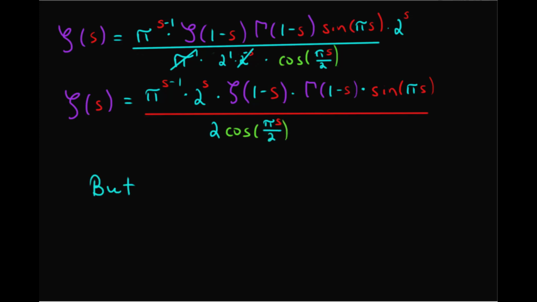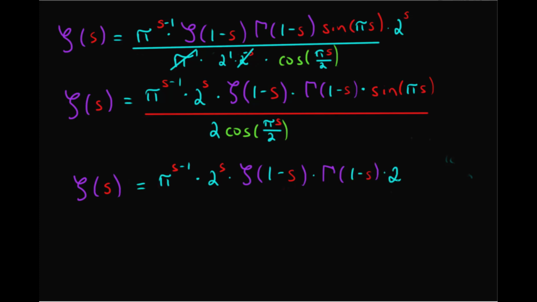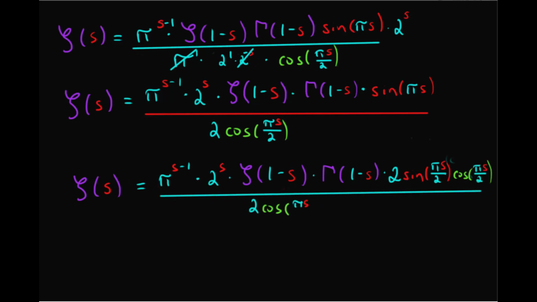But we know from trigonometry that sine pi s is equal to 2 times sine pi s over 2 times cosine pi s over 2. That's just a double angle formula that we all learn in high school trig. So I can write zeta of s equals pi to the s minus 1 times 2 to the s times zeta of 1 minus s times gamma of 1 minus s times 2 times sine pi s over 2 times cosine pi s over 2, all over 2 times cosine pi s over 2. Well, the 2's cancel, and the cosine pi s over 2 terms cancel, and so we're left with our final form of the zeta functional equation.